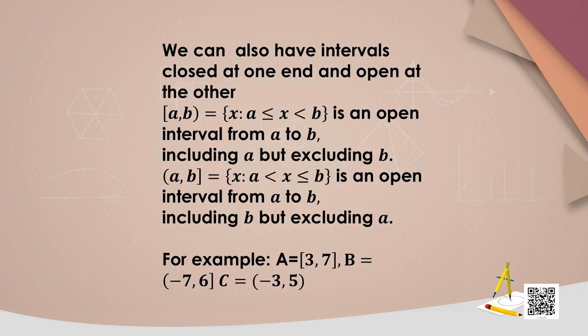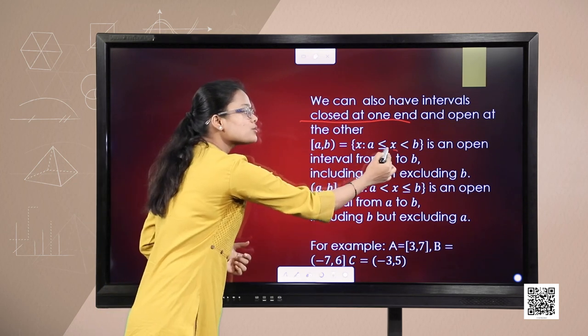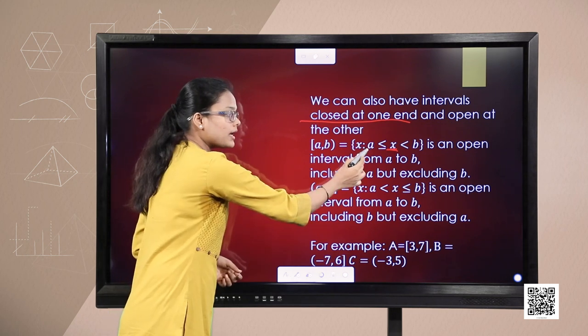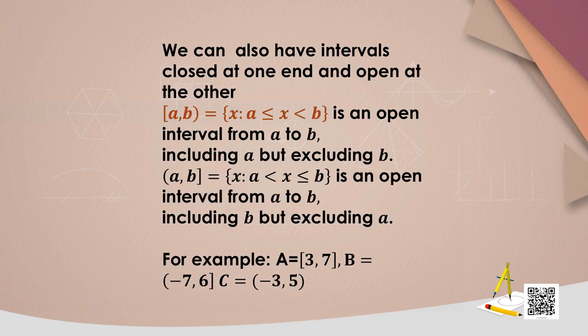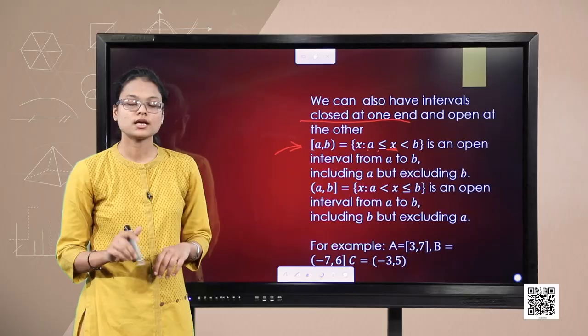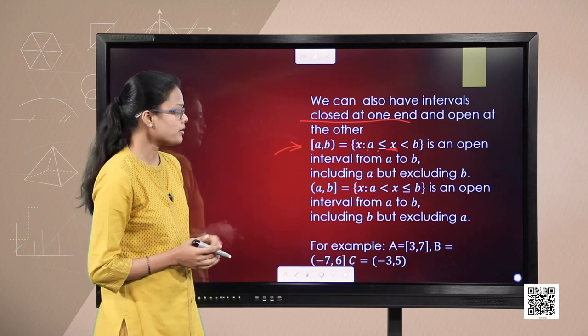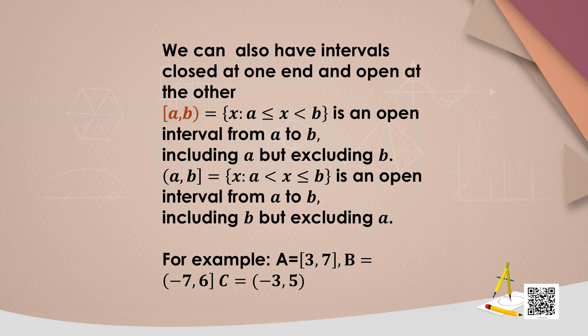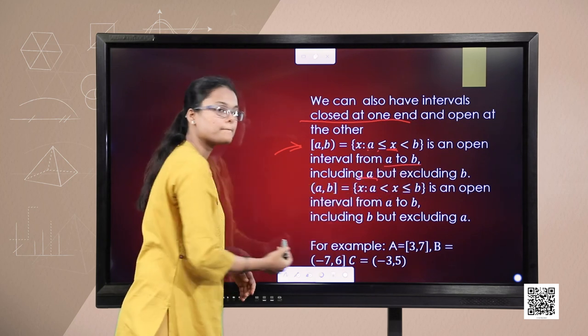We can also have intervals closed at one end and open at the other. This is an interval of the collection of all those points which are greater than or equal to A but less than B. So, x can take the value A, but x will take all the values less than B. So, it is the collection of all those real numbers. This interval is said to be semi-open and semi-closed, where it is closed on the left but open on the right. As you can see, it is an interval from A to B, including A but excluding B.